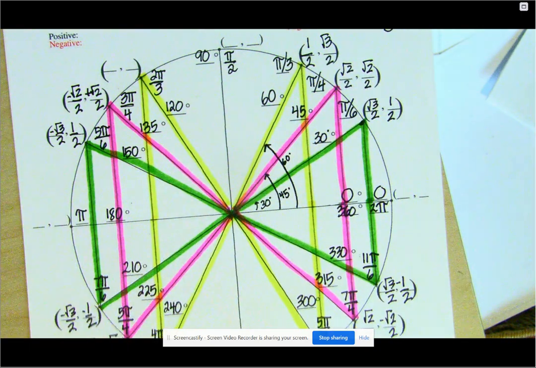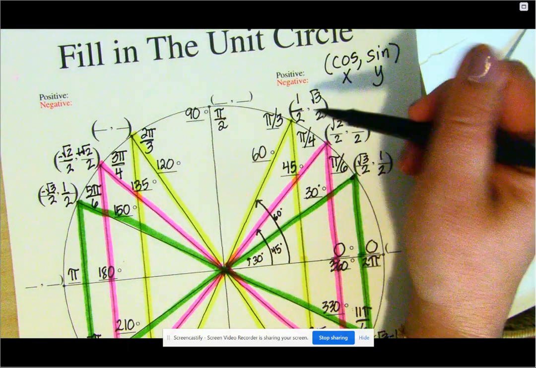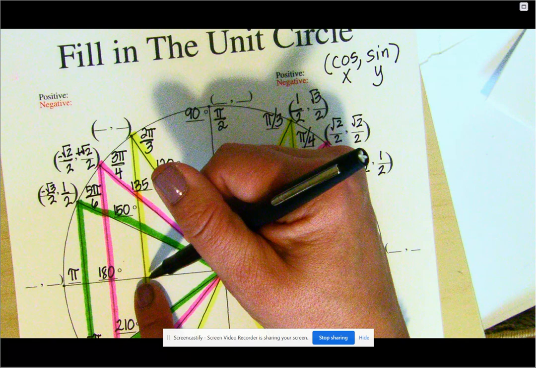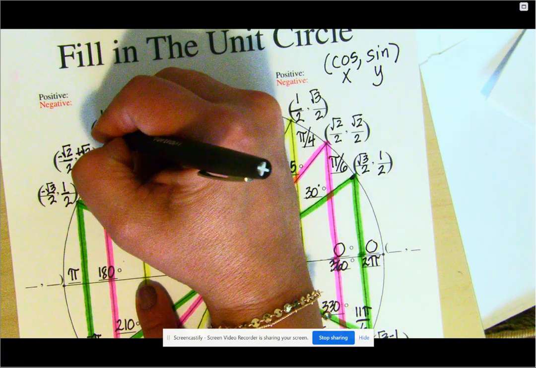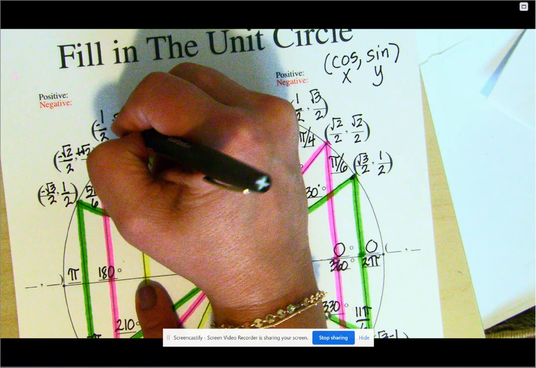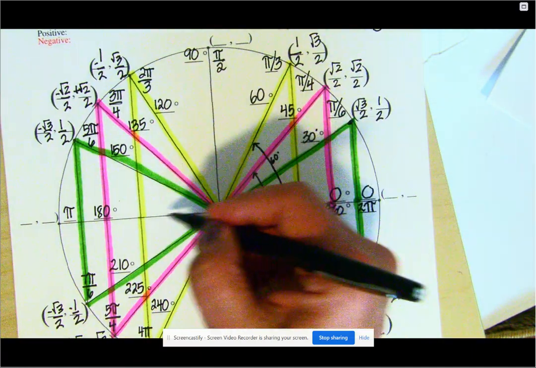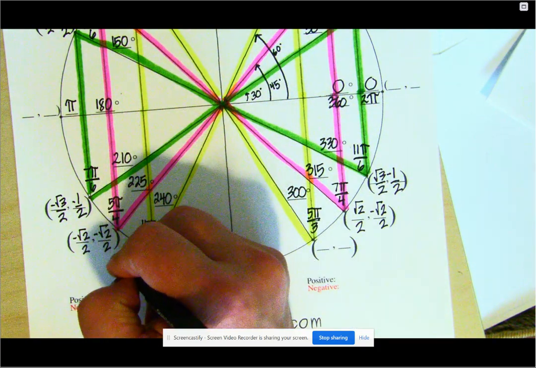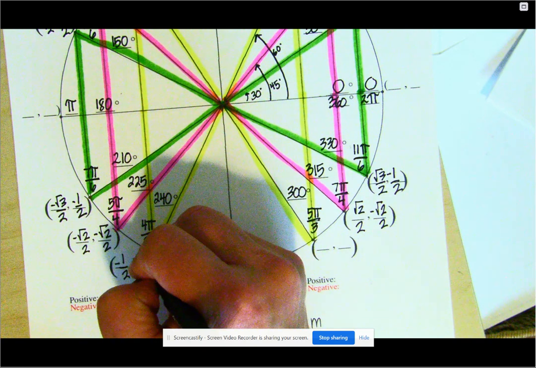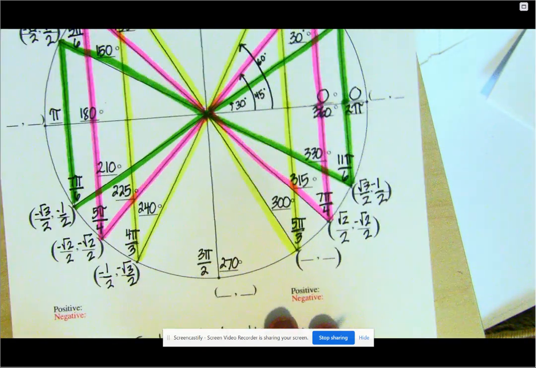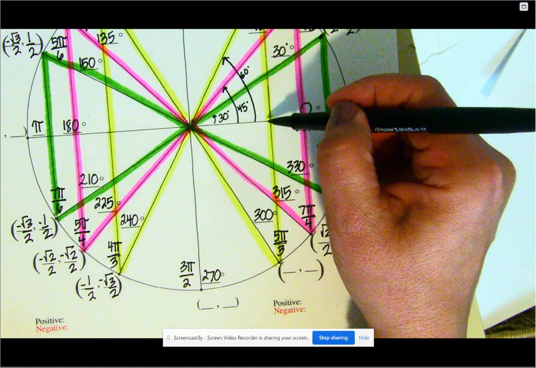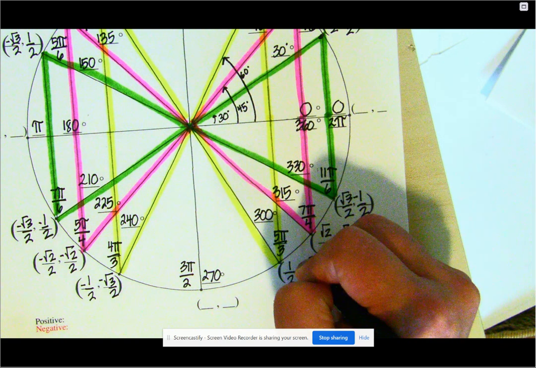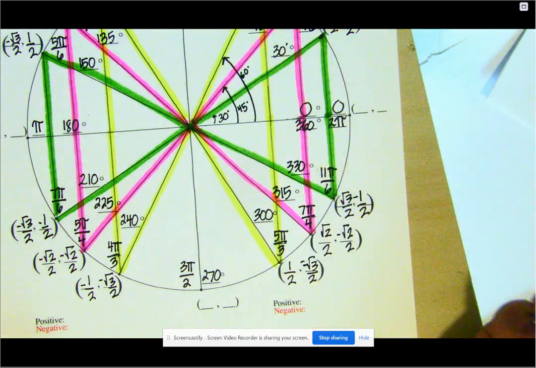Okay, so all of these triangles are going to have the coordinates of 1/2, square root of 3 over 2. So over here in quadrant 2, negative 1/2, positive square root of 3 over 2. Down here, negative, negative. Both the x and y are negative. Negative 1/2, negative square root of 3 over 2. And then over here, we've got positive, negative. Make sure that looks like the square root symbol there.